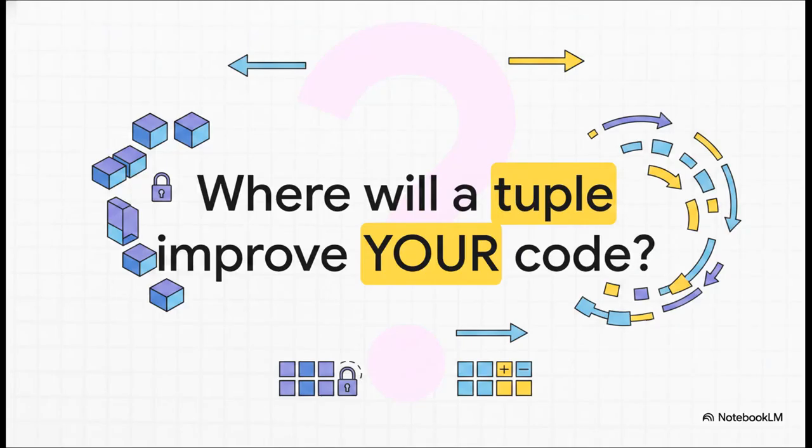So when should you reach for a tuple? It's pretty simple, actually. A list is for a collection of things that needs to change, but a tuple is for data that you want to remain constant. It's a choice that really signals your intent as a programmer. So I'll leave you with this final thought. Where in your own projects, right now, could an unchangeable tuple make your code safer, clearer, and just more robust?